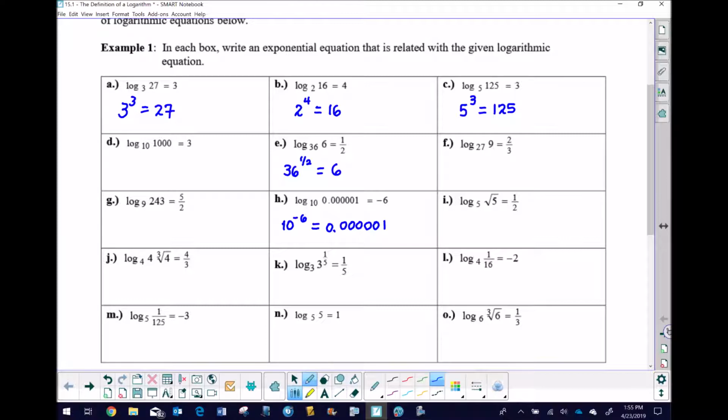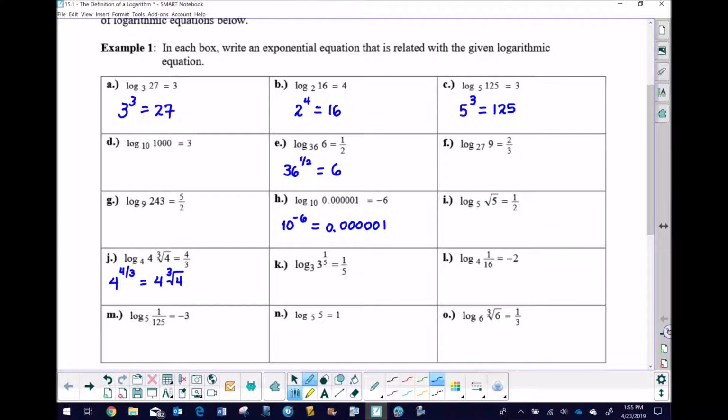Let's jump down and do J. The log base 4 of 4 times the cube root of 4 is 4/3. Okay, now if we follow the rules, our base is this 4. The power is 4/3. And supposedly that's equivalent to 4 times the cube root of 4.